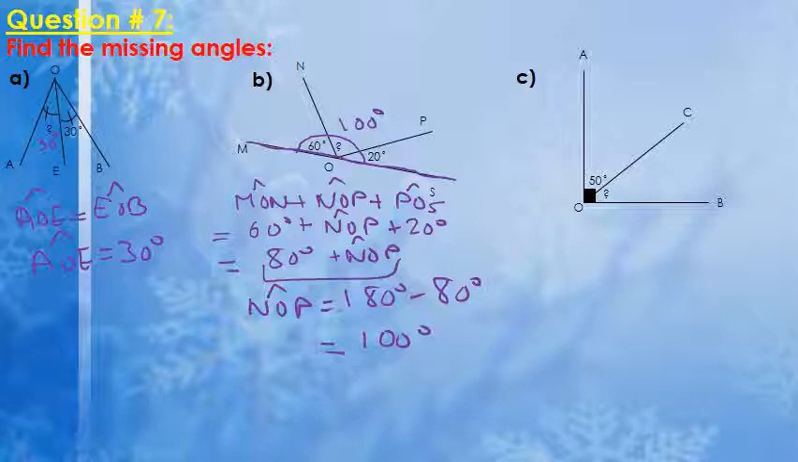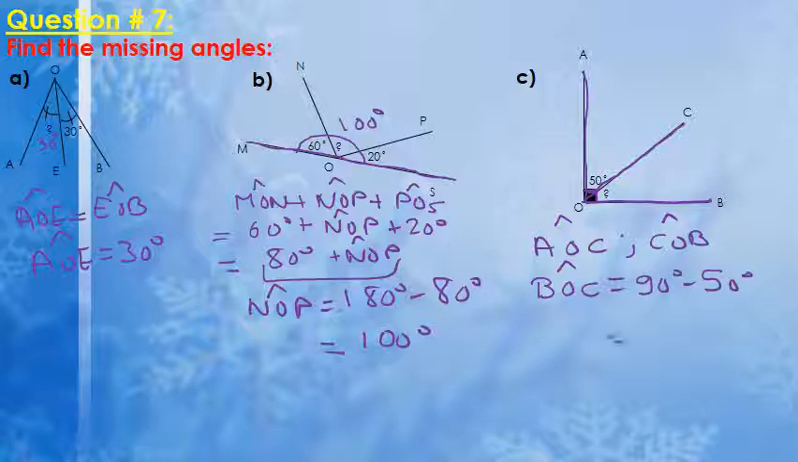In part C, we have a big angle which is AOB, and this angle is right, meaning it's equal to 90 degrees. In this angle, we can see two angles. The first angle is AOC and the second angle is COB. These two angles are adjacent and complementary. Their sum is 90 degrees. So we can directly say angle BOC equals 90 degrees minus 50 degrees. It's equal to 40 degrees. So this angle is 40 degrees.